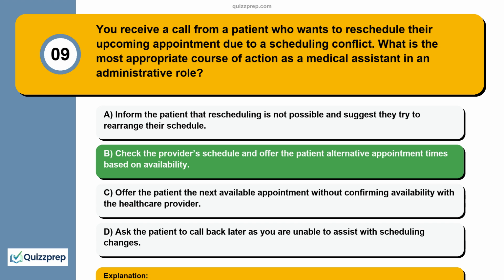Option A is not the most appropriate response as it does not accommodate the patient's request and may not reflect good patient-centered care. Option B is not the best course of action as it is important to ensure appointment availability with the healthcare provider before offering an alternative. Option C is the most appropriate response. As a medical assistant, you should check the provider's schedule to see available time slots and offer the patient alternative appointment options that align with the provider's availability. Option D is not recommended as it does not address the patient's request and may leave them feeling unsupported.